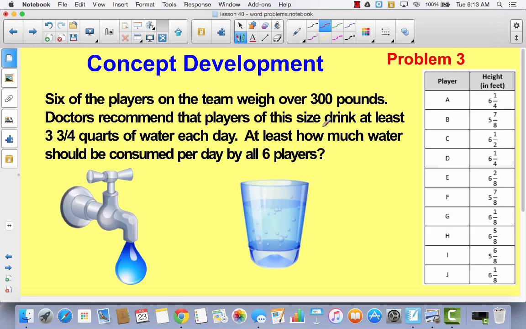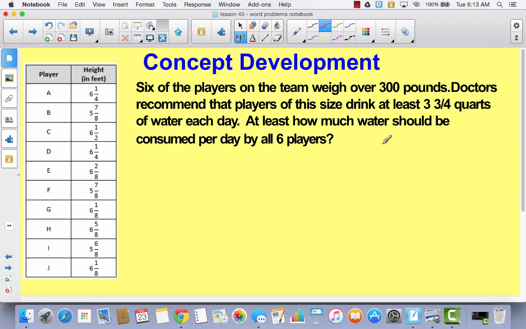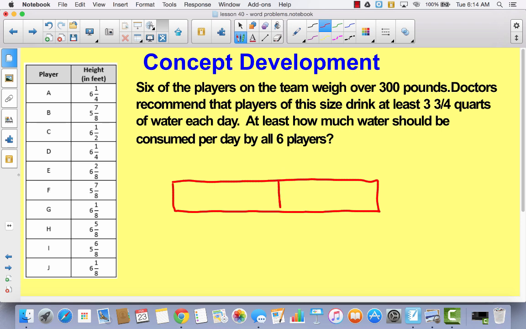6 of the players on the team weigh over 300 pounds. Doctors recommend that players of this size drink at least 3 3/4 quarts of water each day. At least how much water should be consumed per day by all 6 players? Okay, so we've got 6 players, and they're going to drink 3 3/4 quarts of water each day. I don't hear any kind of comparison there. So I'm just going to draw a tape diagram that has a total here. I'm going to divide this into 6 parts because I have 6 players, right?